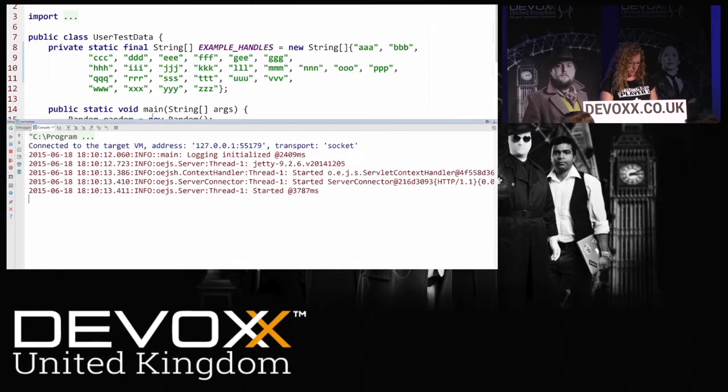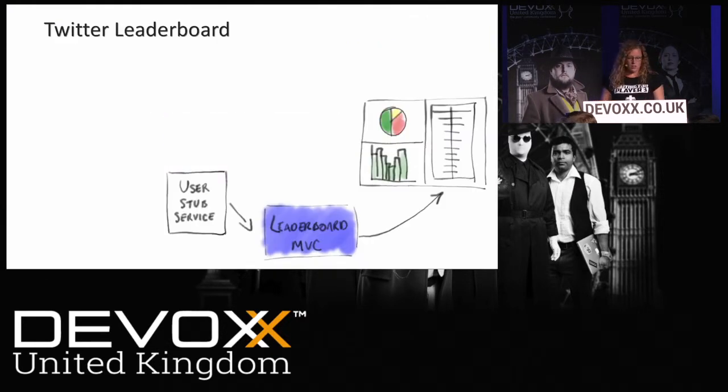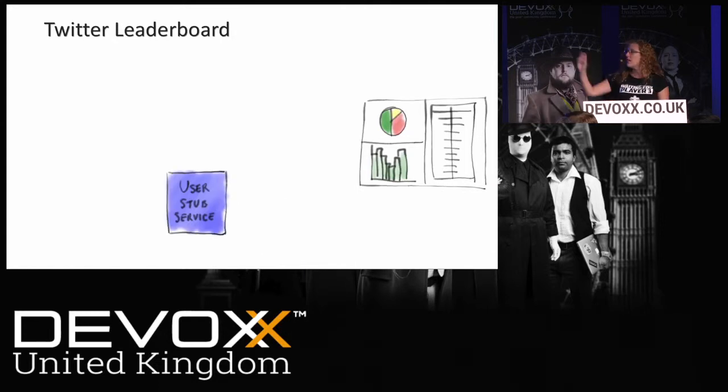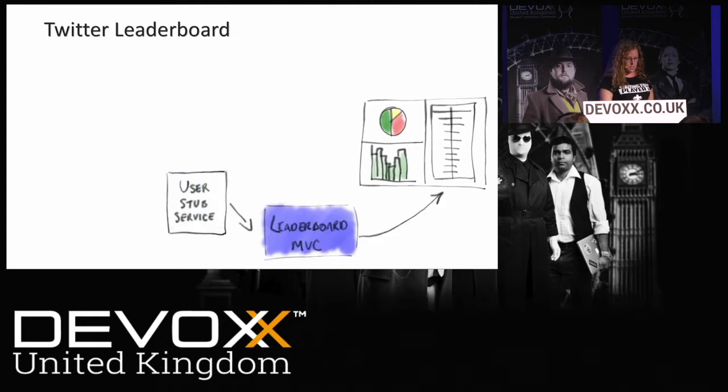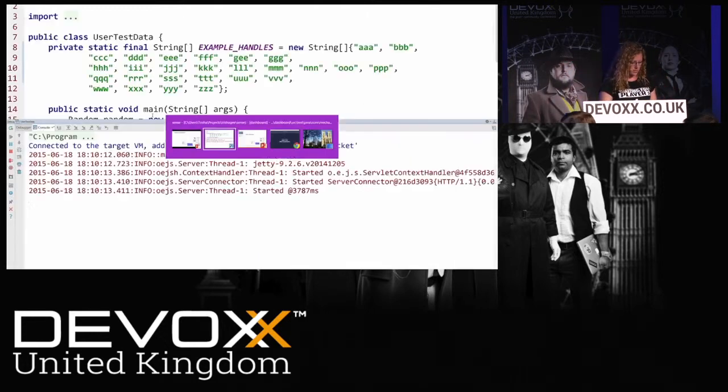Okay, so I have my user stub service sat there at the back end emitting these Twitter handles periodically. So obviously the next thing I want to do is build the code which is going to connect to that service, look at those Twitter handles, and figure out how to display them on a leaderboard, how to sort them, how to filter them. So this is where we're going to get onto the UI side of things.